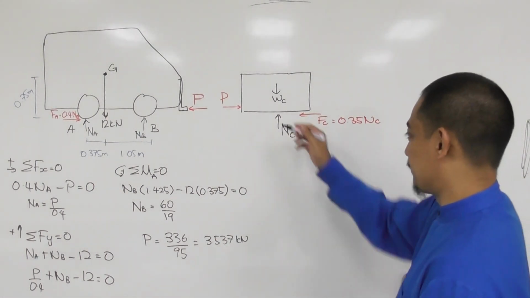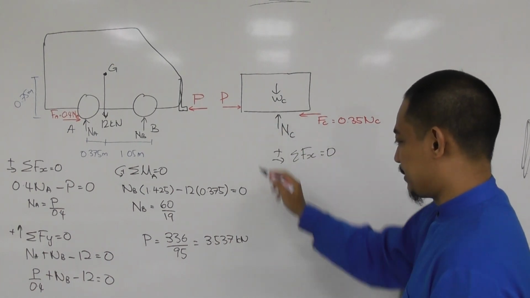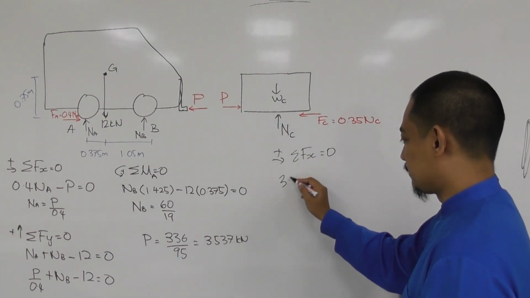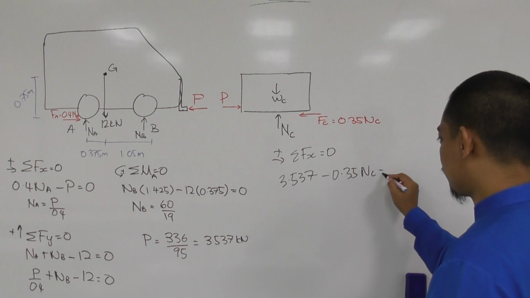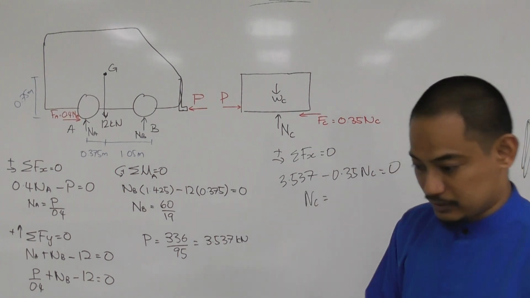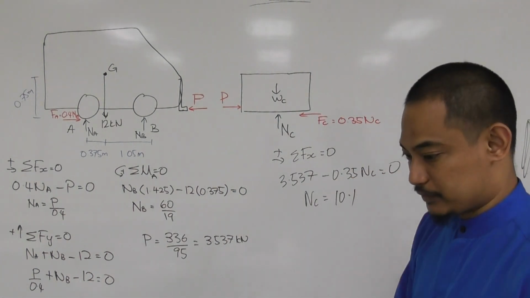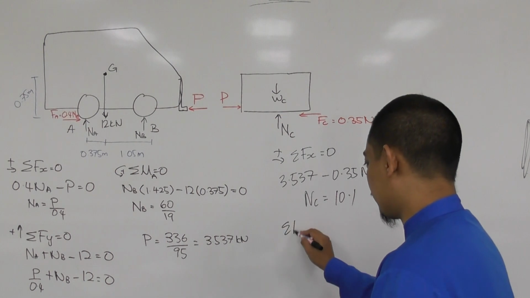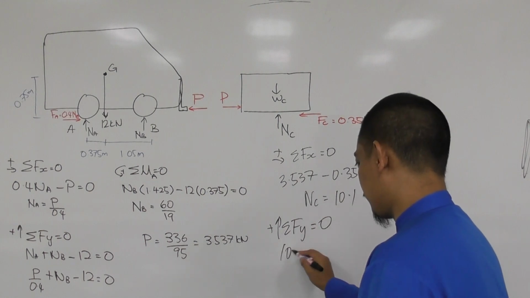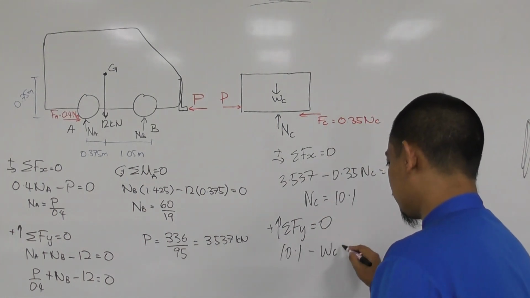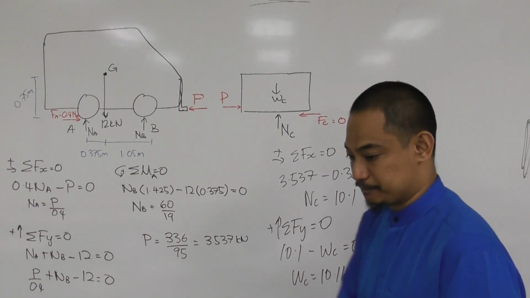Alright, so if you have P, you can straightaway go to this side here. For this free body diagram, if you do summation of Fx equal to 0, then you have P, which is 3.537, minus 0.35 NC equal to 0. So NC, if my calculation is correct, is basically 10.1 kilonewton. And then if you do summation of Fy equal to 0, you'll have NC, which is 10.1, minus WC equal to 0. WC is basically 10.1 kilonewton.